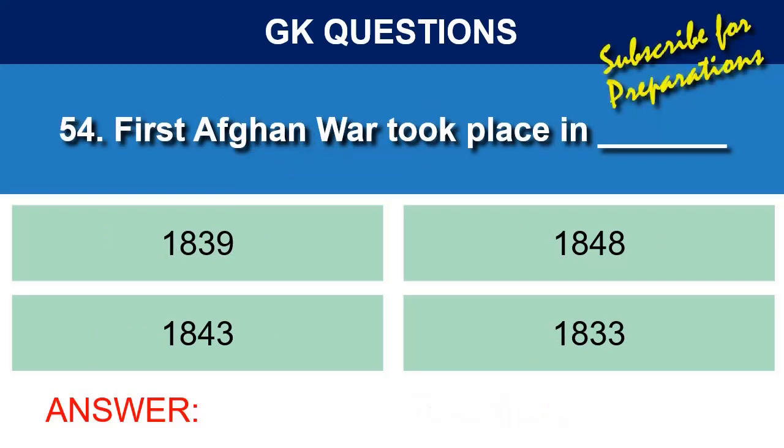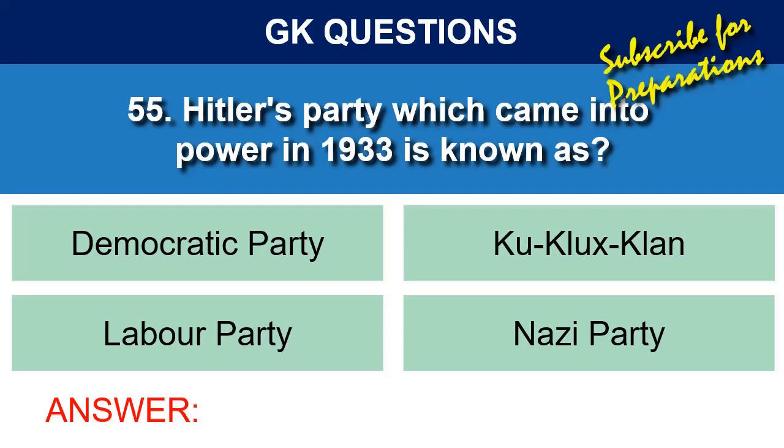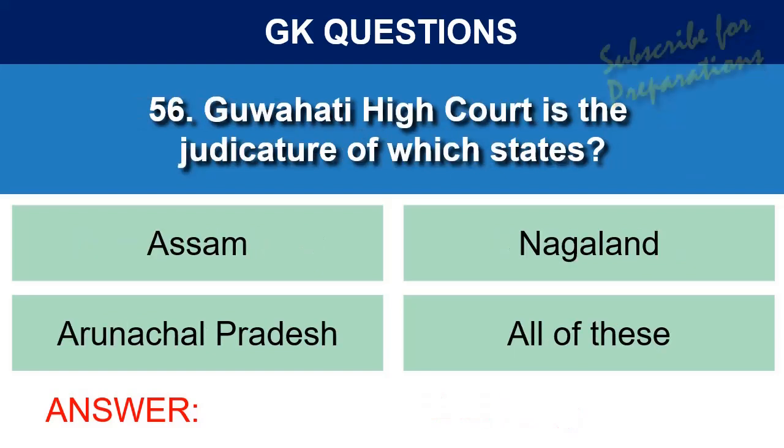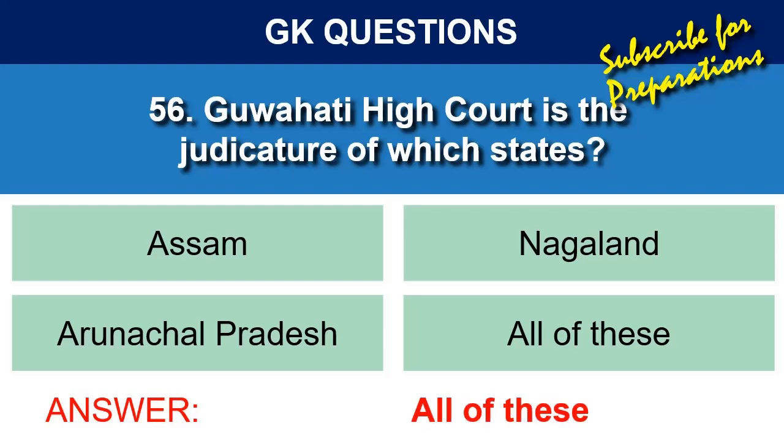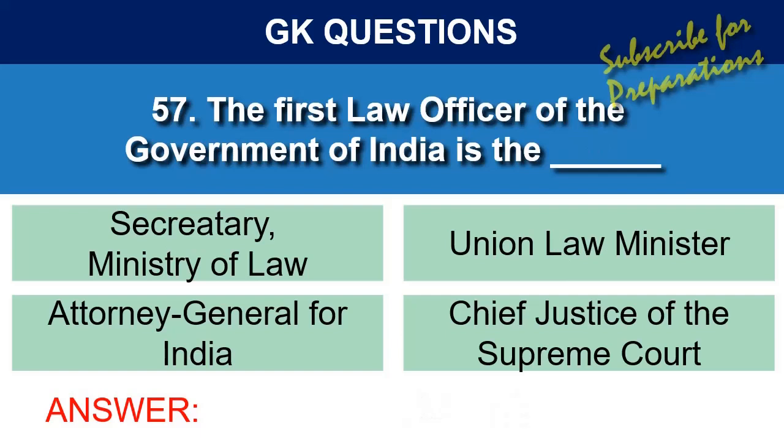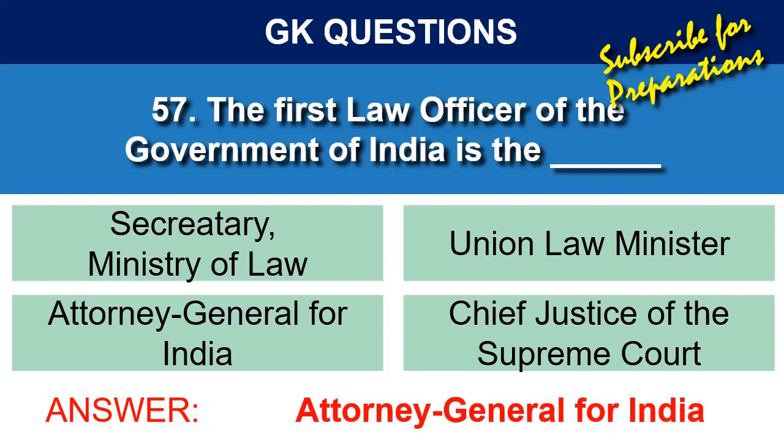First Afghan war took place in 1839. Hitler's party, which came into power in 1933, is known as Nazi Party. Guwahati High Court is the judicature of which states? All of these. The first law officer of the Government of India is the Attorney General of India.